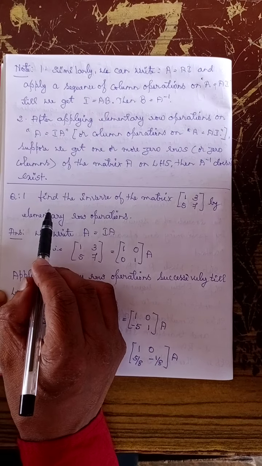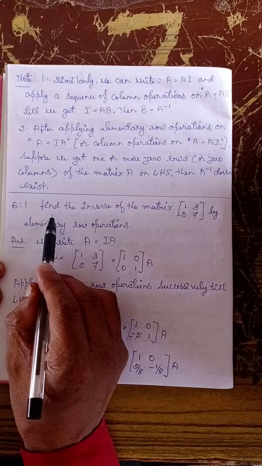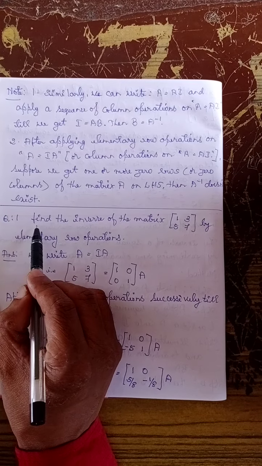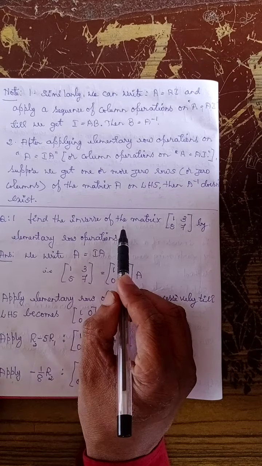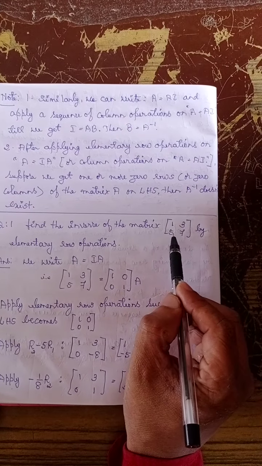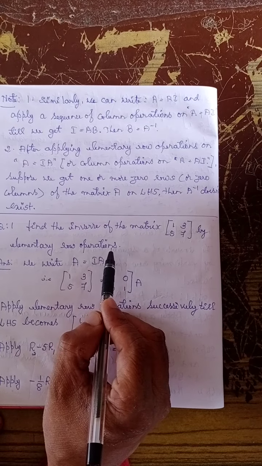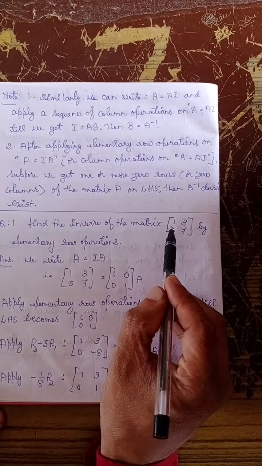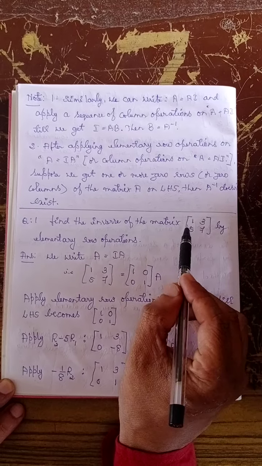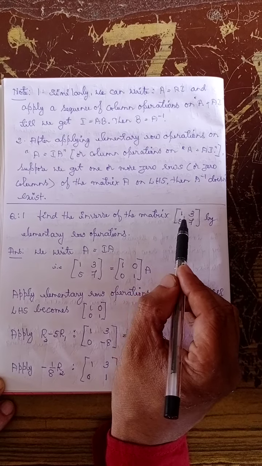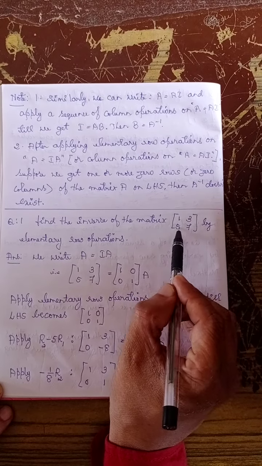Now we can see the problem related to elementary row operations, that is, the inverse of a matrix by elementary row operations. Question 1 is: find the inverse of the matrix 1, 3, 5, 7 by elementary row operations. The procedure is, first we write the given matrix as A. If it is not mentioned as A, B or C, we can take A here. Matrix A is given as 1, 3, 5, 7.